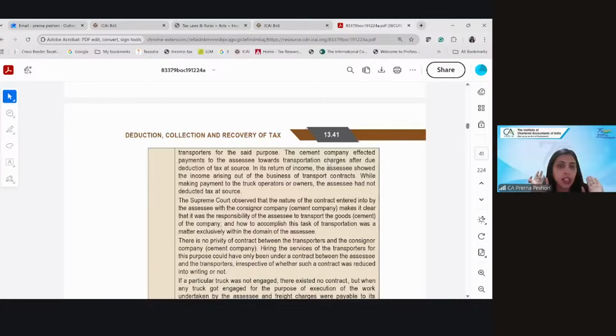So the Supreme Court here noted that the nature of contract which has been there, once you look at it, it is clear that the cement company has assigned the contract to the transporter. And it was then the responsibility of the transporter either to transport himself or to give the cement to any other truck operator. And the cement company was not responsible to liaison with the truck operator. There was no contract between the cement company and the actual transporter. So hiring the services of the truck operator was between the transporter and the truck operator.